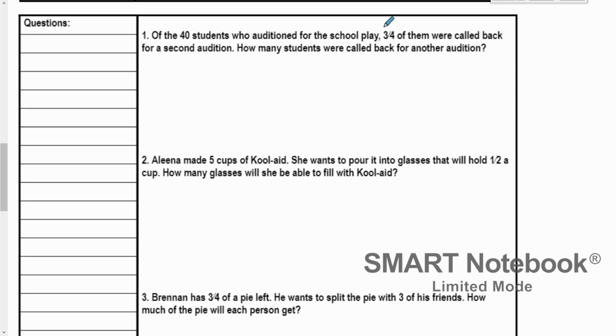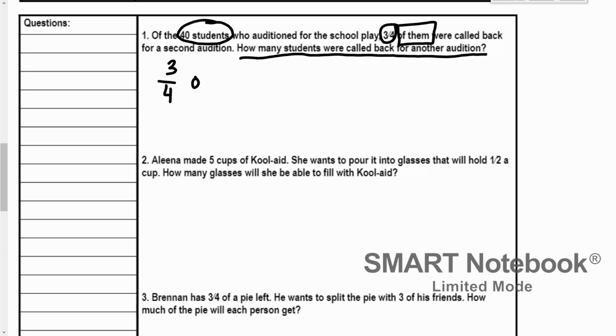Of the 40 students who auditioned for the school play, 3/4 of them were called back for a second audition. How many students were called back for another audition? So we have 40 students circling important numbers and labels. 3/4 of them were called back. Our question is how many students were called back? All right, our key word here is 3/4 of them because it's being 3/4 of those 40 students. And when we have a number of another number, it's going to be multiplication because they're asking us to find 3/4 of the 40 students.